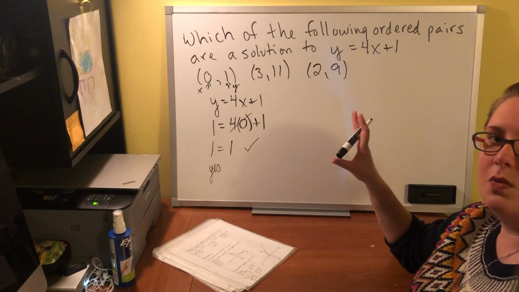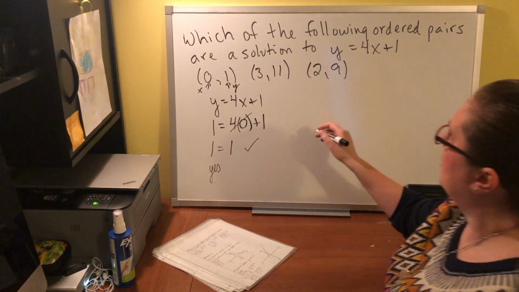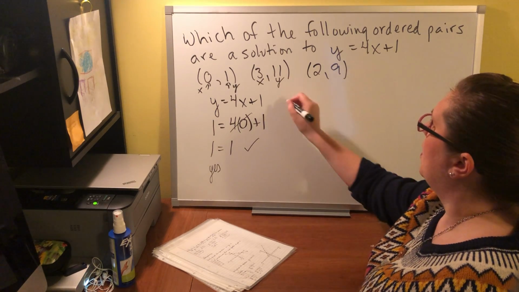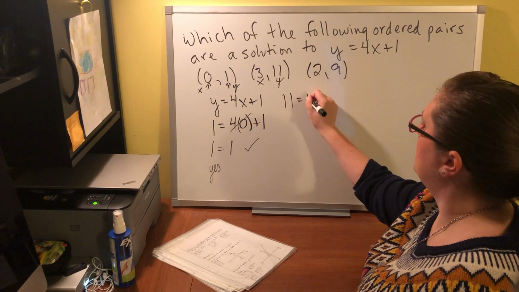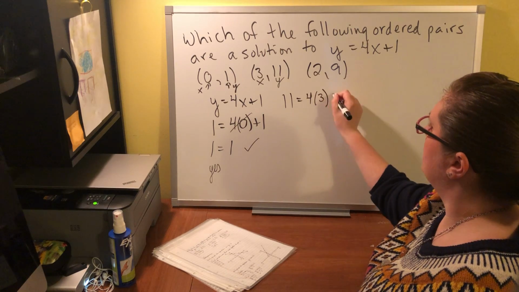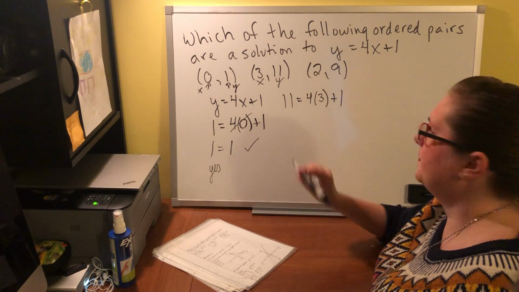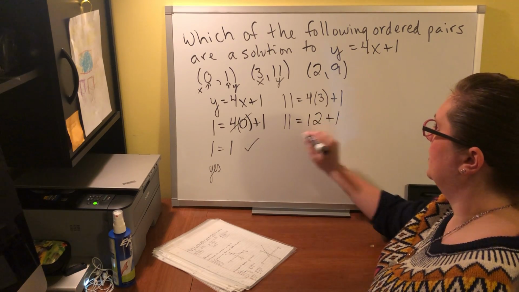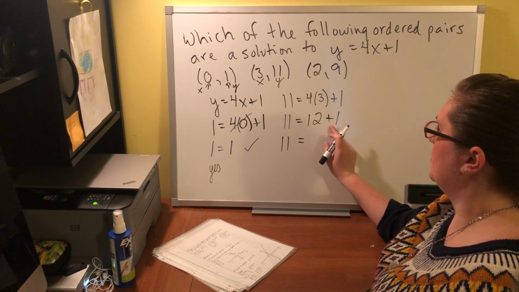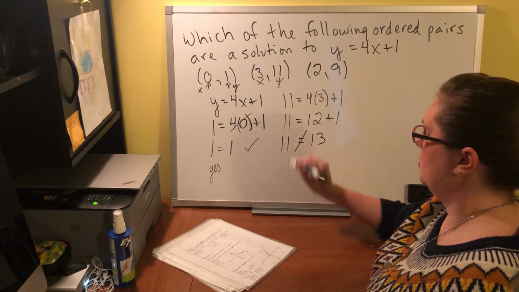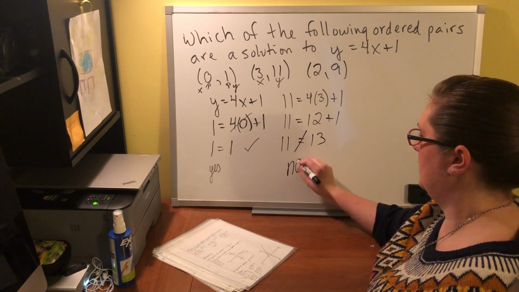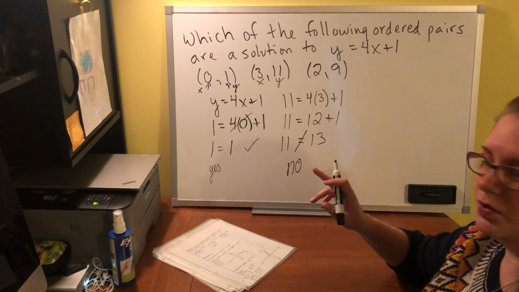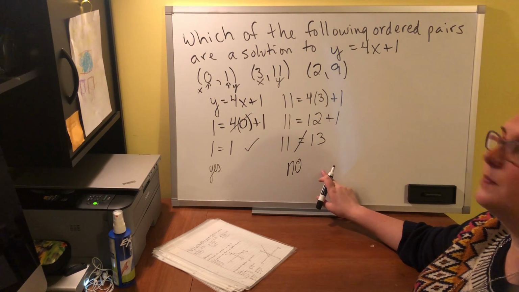Let's do the same thing with 3, 11. We have our x and our y. Our y is 11 equals 4 times our x, which is 3, plus 1. So 11 equals, well, 4 times 3 is 12. 11 equals 12 plus 1 is 13. So no, this is not a solution. Remember the equal sign with the slash through it, not equal to.